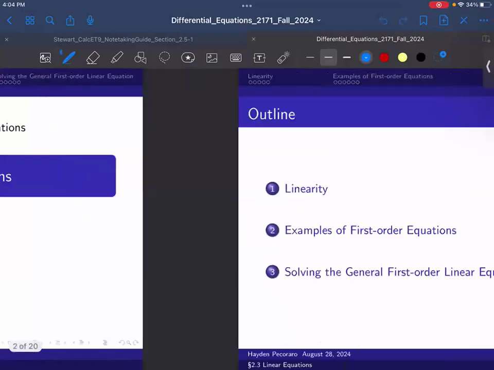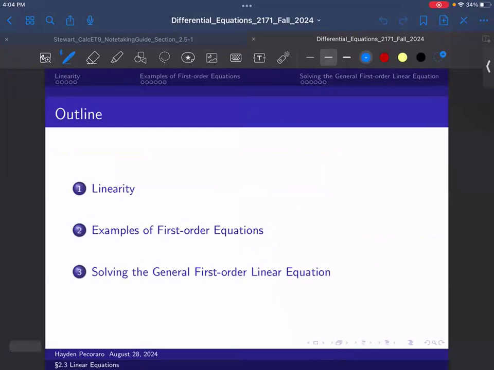So let's see what these look like. Quick outline, we're going to talk about linearity again. It's an important property, we need to know that. And then we'll see some examples, and finally we'll see a general solution, like what all these examples have in common, and whether we can derive the formula that I'm going to give you.